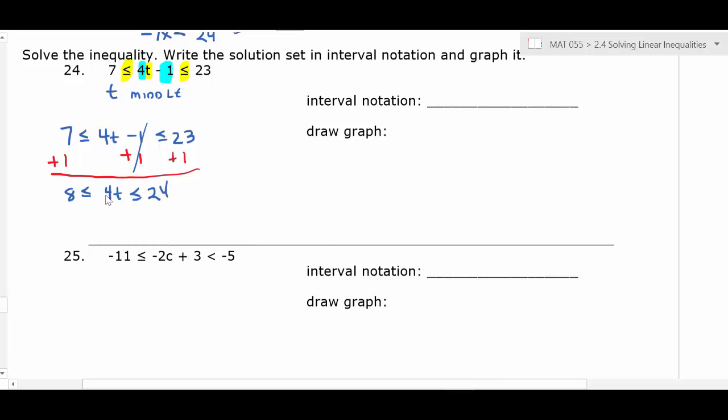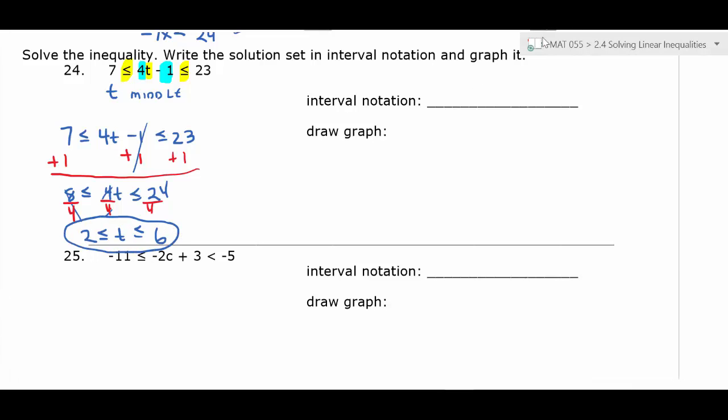Okay, now what you want to do is you want to get rid of the 4 so that t is by itself, so you divide by 4. Okay, crunch out the arithmetic. 8 divided by 4 is 2. We divided by a positive, so that does not change. That's 1t or just t. And nothing changes on the inequality. 24 divided by 4 is 6. So we end up with this.